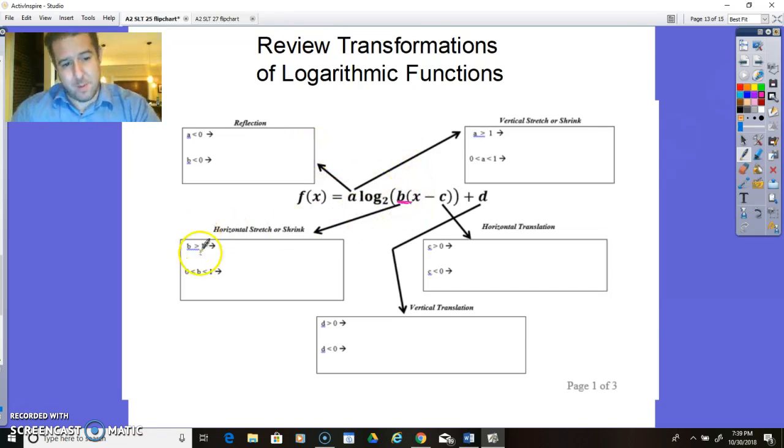Remember, it's the opposite of what you would think. And if it's a fraction, it's actually going to widen it out. It's going to stretch it out like this.